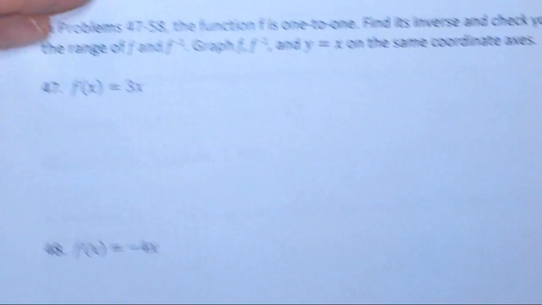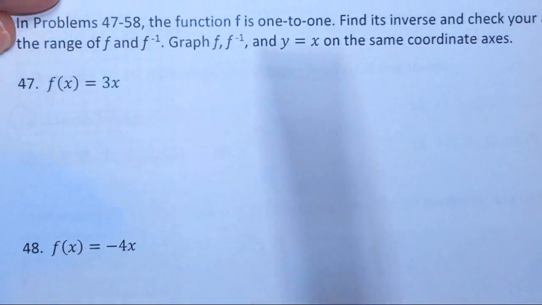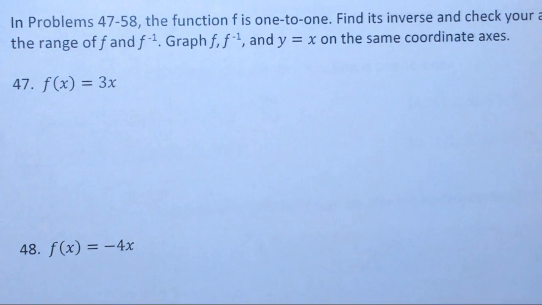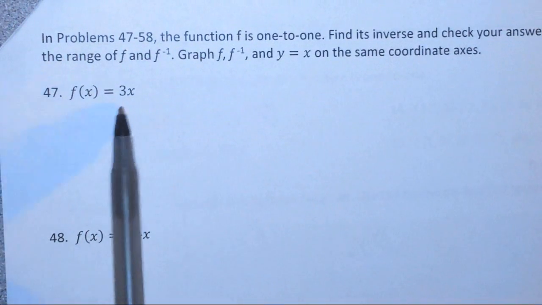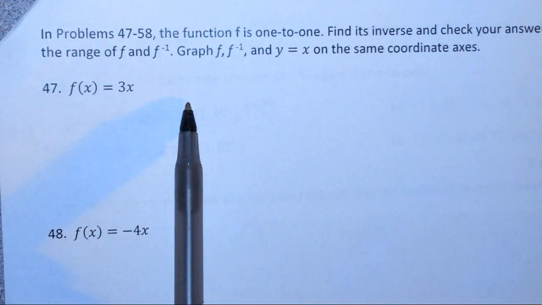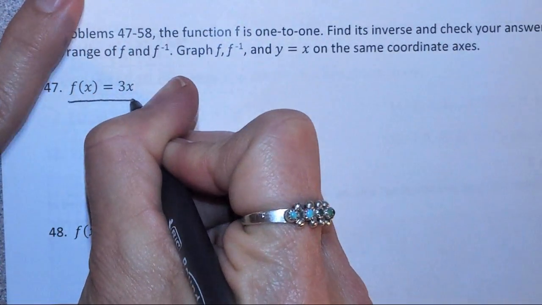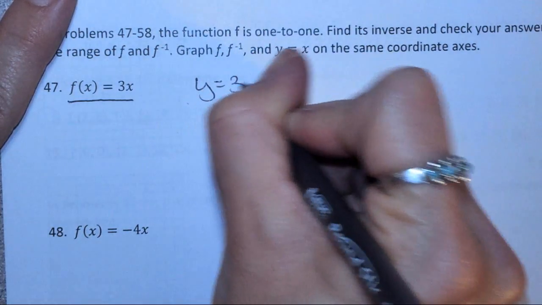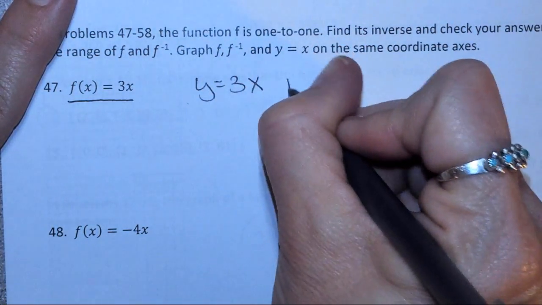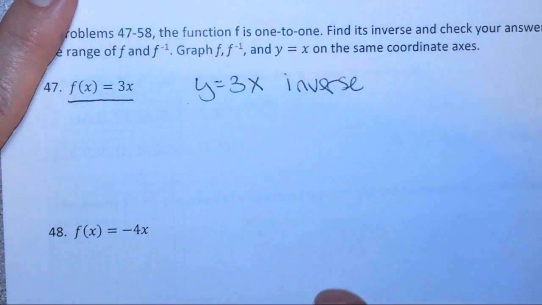The last problem I did with all the classes today was number 47. For 47 through 58, it says that the graph of the function is 1 to 1. They want you to graph this function, find the inverse, and graph the inverse. So I have to do 3 things. I have to graph this one. I have to find the inverse function. And then I have to graph the inverse.